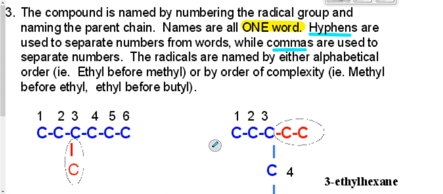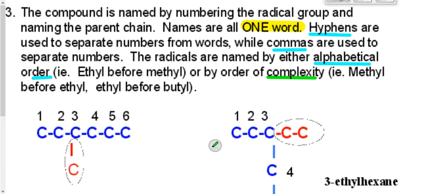If I have more than 1 branch, you've got a choice. You can either name them all in alphabetical order, so your ethyls would be named before your methyls, regardless of where they show up on the chain, because E comes before M in the alphabet. Or you can choose complexity order. Complexity order says name the shortest to the longest. So your methyl will then be named before your ethyl because it's shorter. Again, what you're not allowed to choose as a direction of naming more than one branch is the order you see them in. It's either alphabetical or complexity.